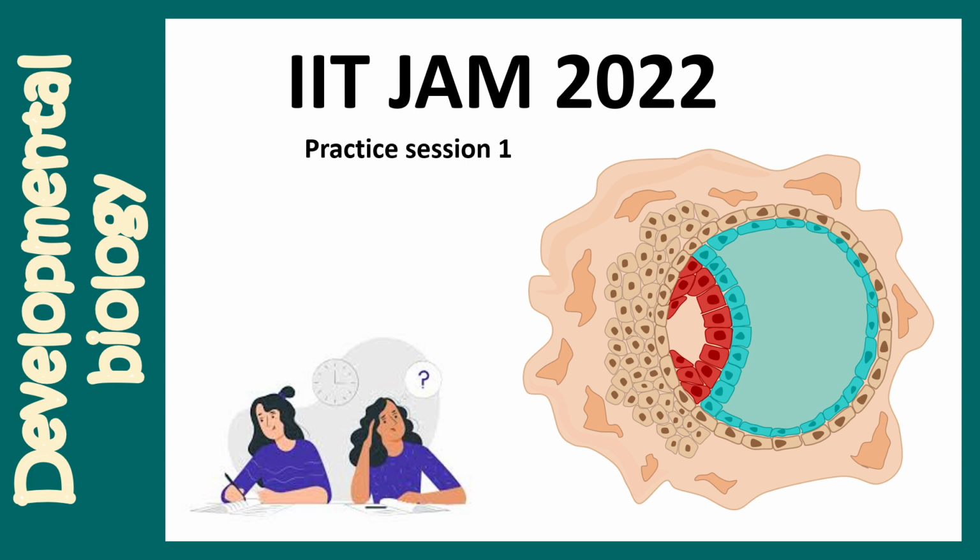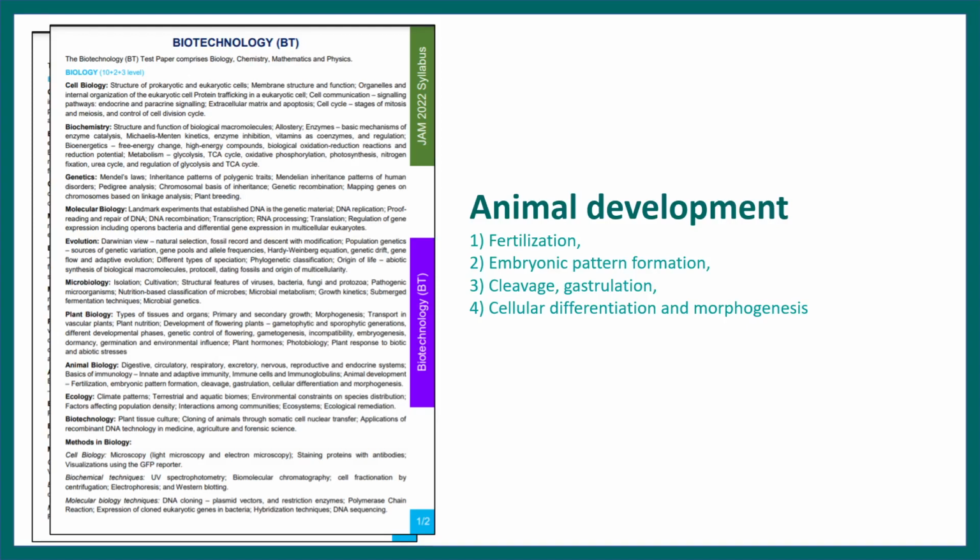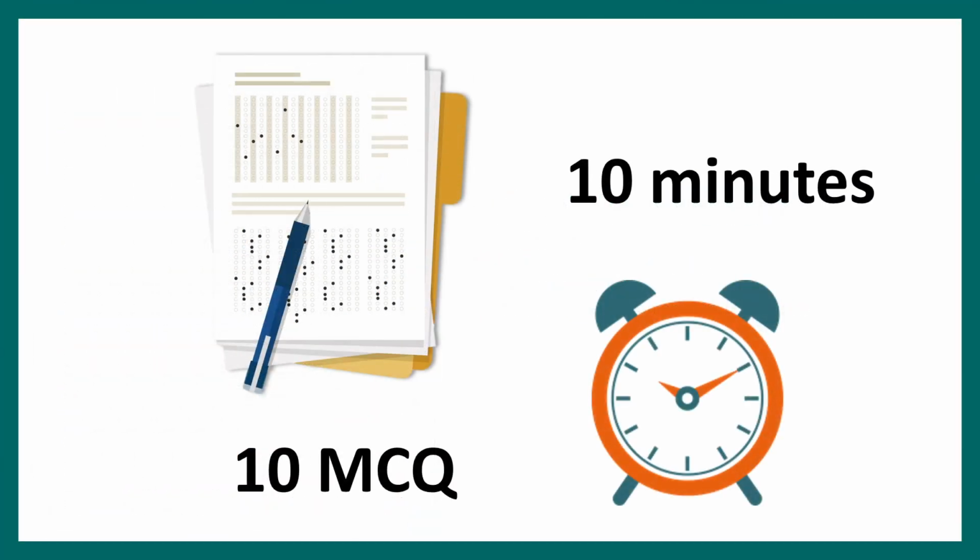This is from developmental biology, and this particular topic is a new addition in the 2022 syllabus. Under the heading of animal development, they have included fertilization, embryonic pattern formation, cleavage and gastrulation, cell differentiation and morphogenesis, these selected topics from development. These topics were never included in the IIT JAM syllabus, not even BT, not even BL. So this is kind of a new topic and you are wondering how to cover it.